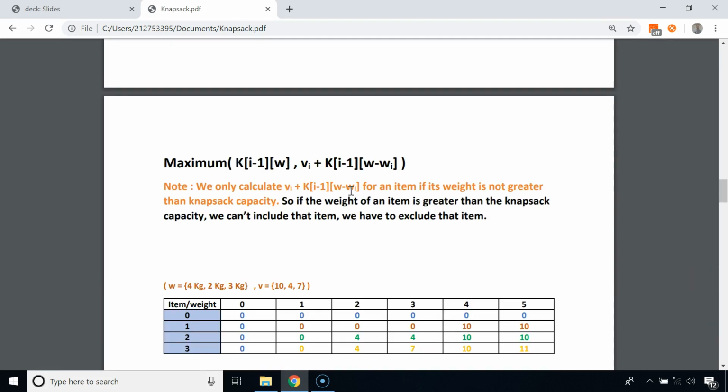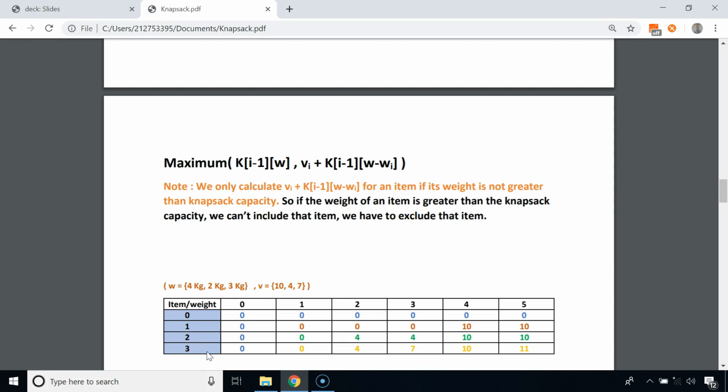Now we only calculate this value when the weight of the item is not greater than the knapsack capacity. Because if the weight of the item is greater than the knapsack capacity, we know that we cannot include that item. So in that case, we simply take this value. So if the weight of an item is greater than the knapsack capacity, we cannot include that item. We have to exclude that item.